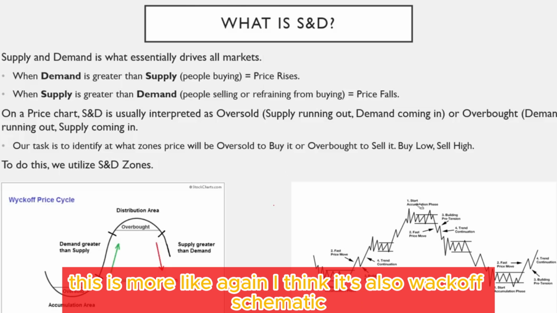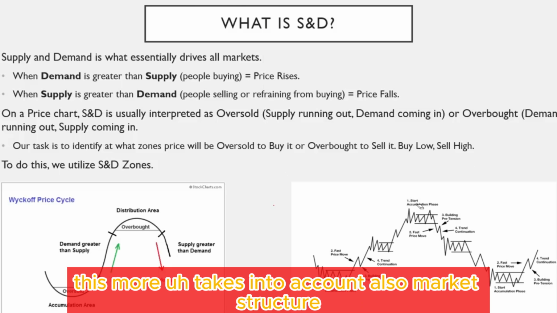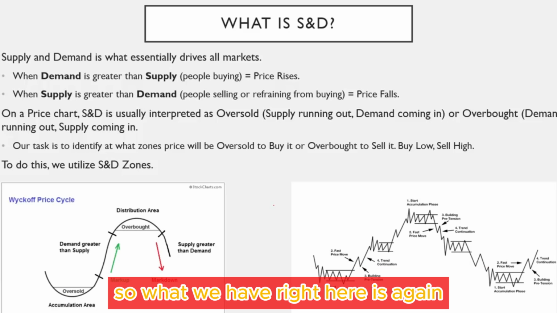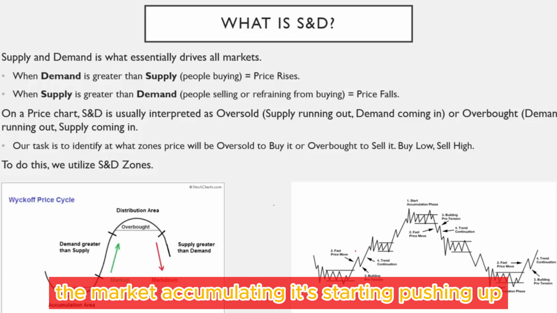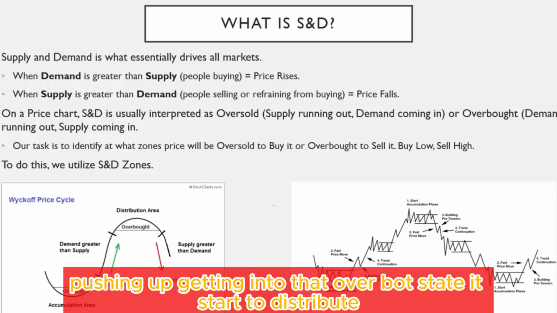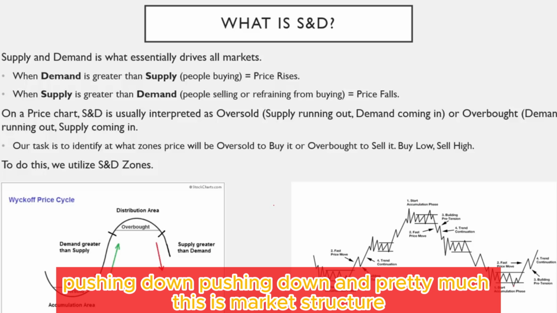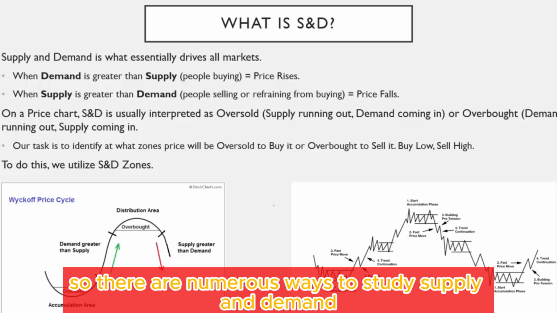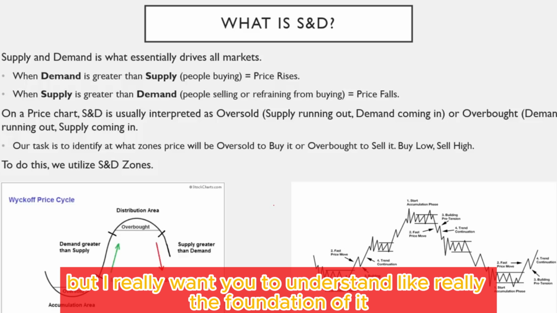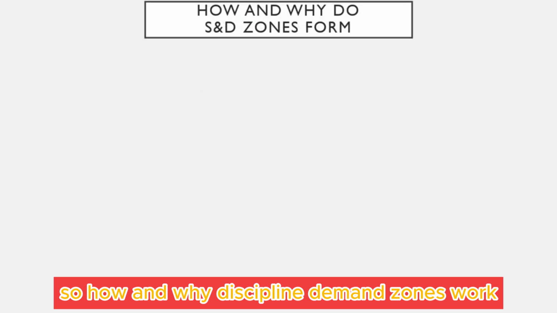This is more like, again, I think it's also a Wyckoff schematic. This more takes into account also market structure. So what we have right here is, again, the market accumulating. It's starting pushing up, pushing up, pushing up, getting into that overbought state. It starts to distribute, and then it starts pushing down, pushing down, pushing down. And pretty much this is market structure. So there are numerous ways to study supply and demand, but I really want you to understand the foundation of it. So how and why do supply and demand zones form?